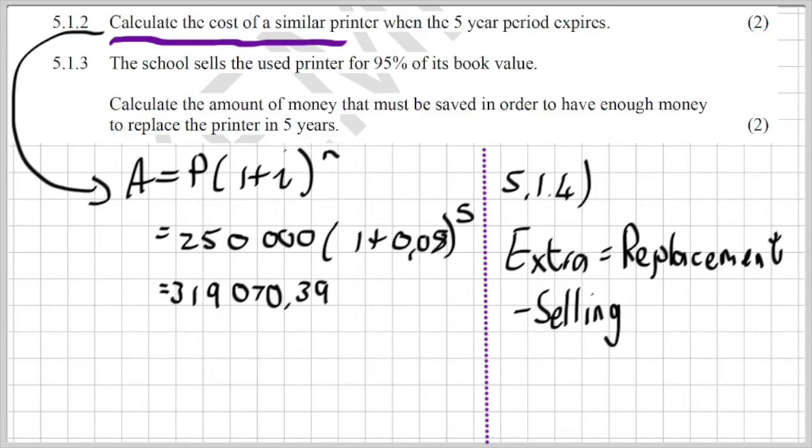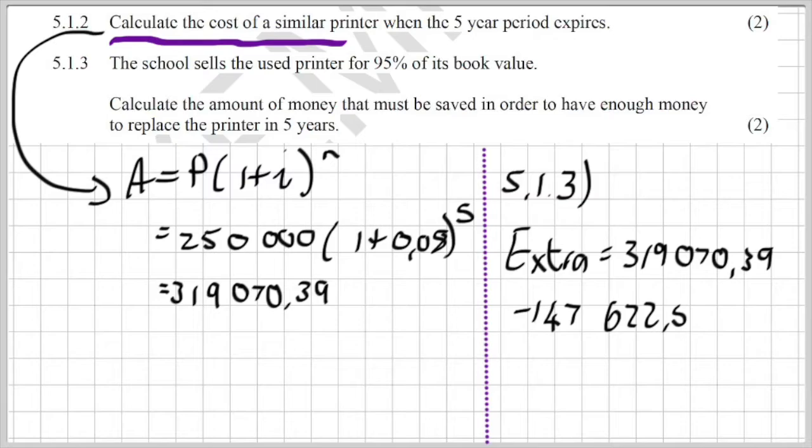Now, my humblest apologies, I'm getting a bit ahead of myself. So let's try this by looking at, first of all, what is the replacement value? Well, the replacement value, it's going to cost us 319,000 to replace that printer. But how much money am I going to get? Well, I'm going to have to take the book value, but I can't sell it at that. I can sell it only at 95% of that.